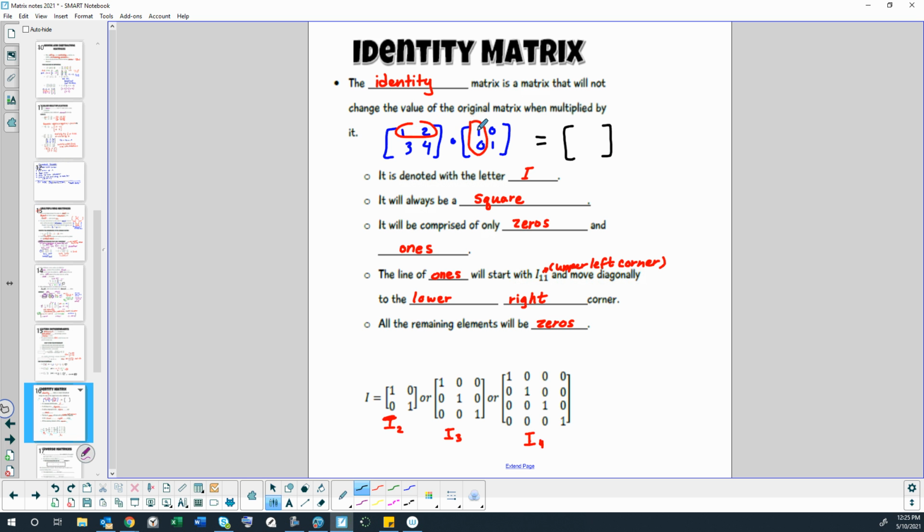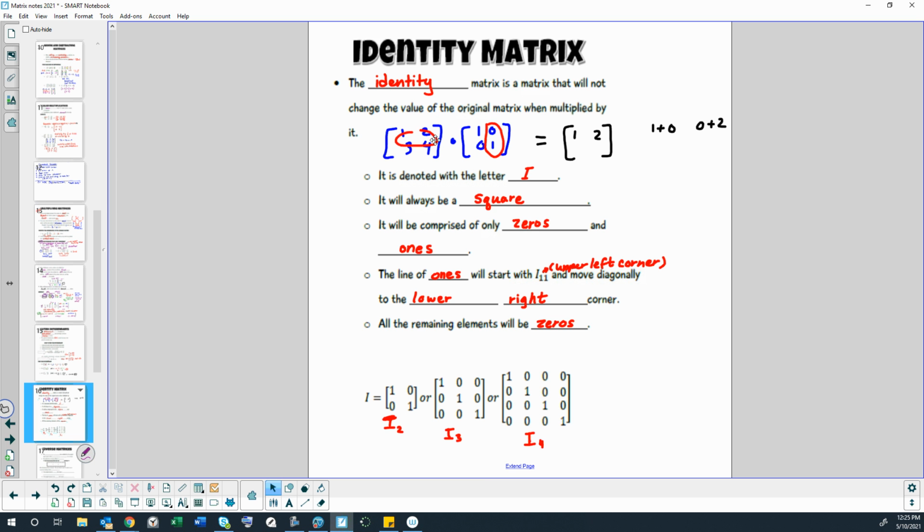So if we go 1 times 1 is 1, and then 2 times 0 is 0, I get 1 plus 0, which is 1. And then for the next column, I would have 1 times 0 is 0, and then 2 times 1 is 2. So that would give me 0 plus 2, which is 2.